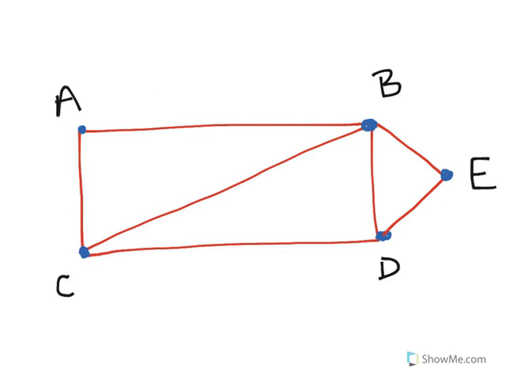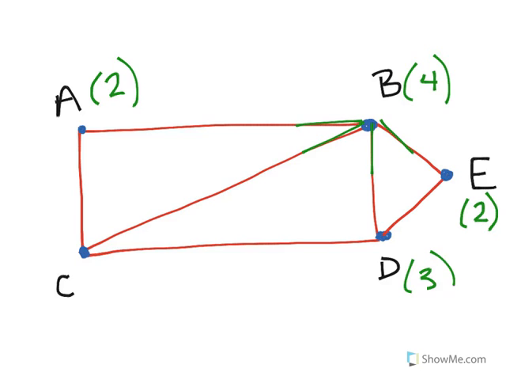Let's look at our next graph. Pause it to draw it if you want. Again, I'm going to count the degree of each vertex. A has 2. B has 1, 2, 3, 4 edges coming out of it. E has 2. D has 3. And C also has 3.